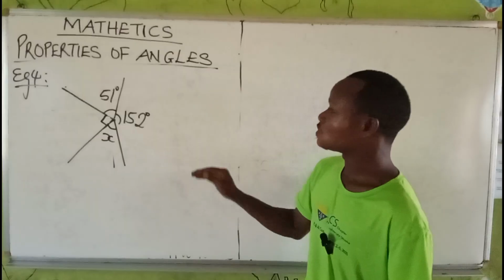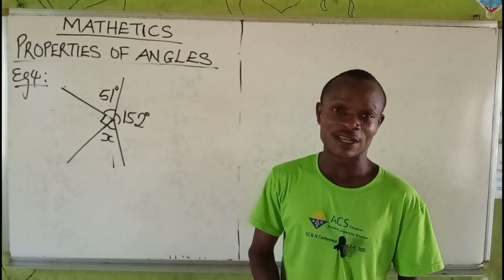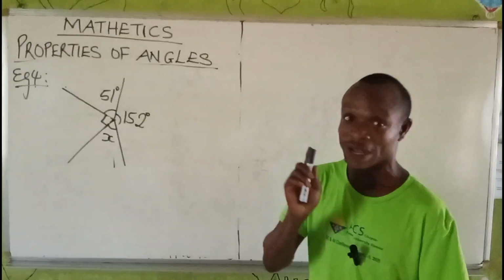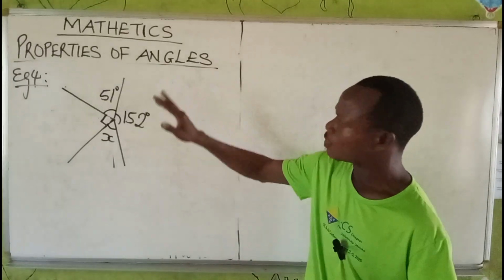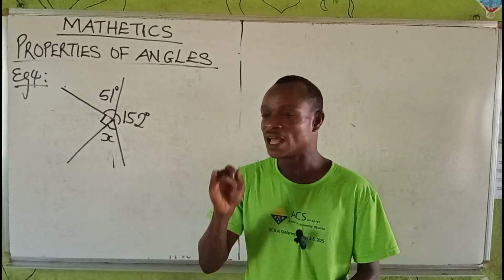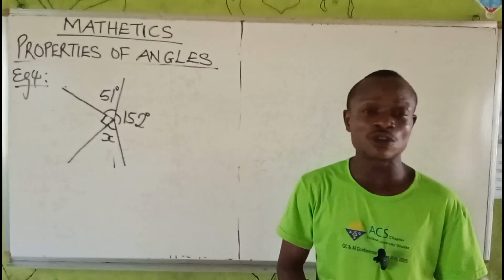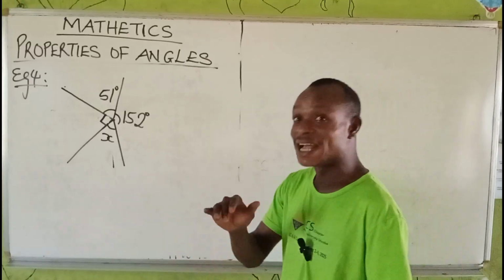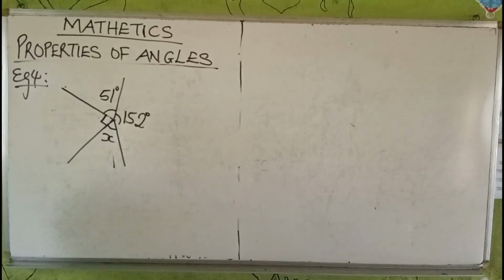If you are just coming across my video on properties of angles, then please do well to check my channel for part 1, part 2, and part 3 of properties of angles. In part 1 and part 2, I explained 6 different theorems on properties of angles. In part 3, I looked at some examples on the first 2 properties. And in this video, part 4, I'll be looking at examples on the remaining 4 properties that we have already discussed in part 1 and part 2. So please, you can check the channel for those videos.